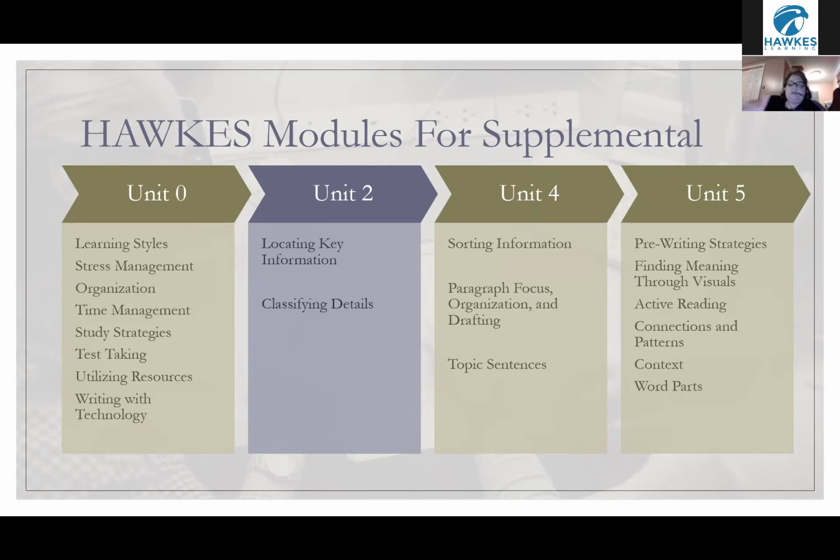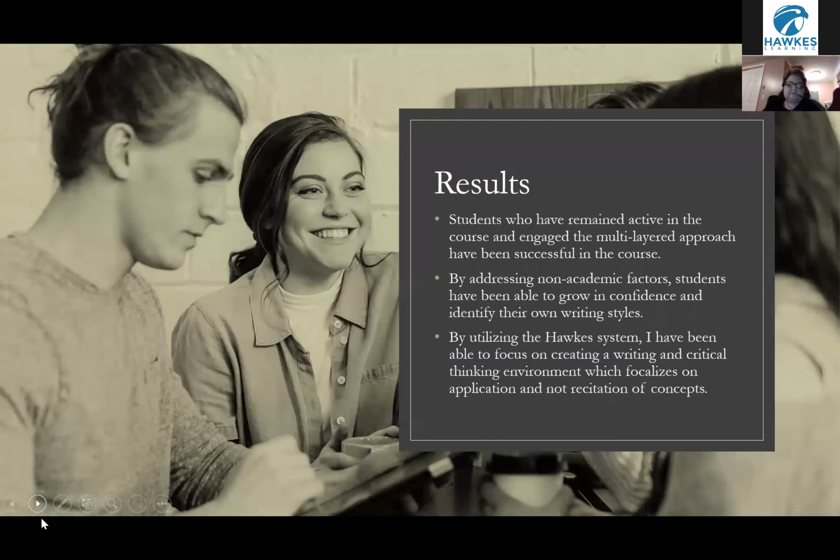And then the next one that I have them do, which is the fourth module for me for supplemental, but it's under Unit 5 in the Hawks system, is pre-writing strategies. How do they find meaning through looking at visual representations? How do they go about being an active reader instead of just passively reading over something? How do they go about making connections and determining patterns? How do they look at contextual meanings? How do they break down word parts and really have that make sense and go just beyond glancing it over and really start looking at an in-depth analysis?